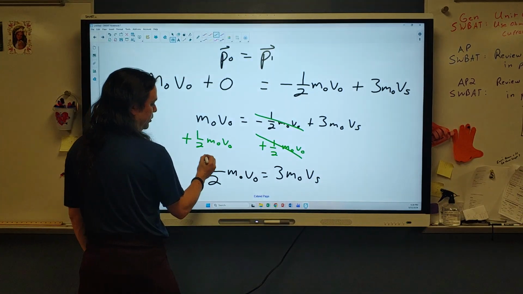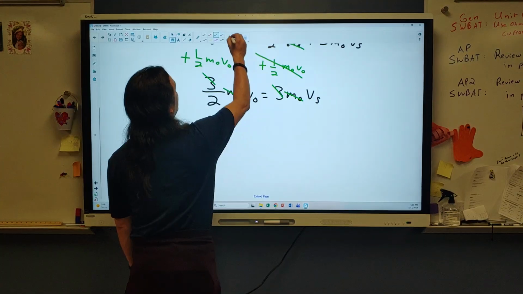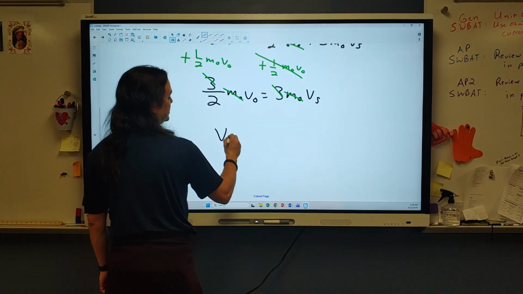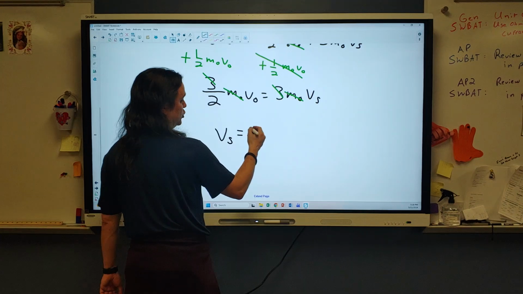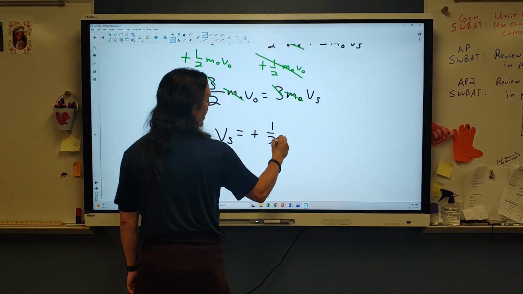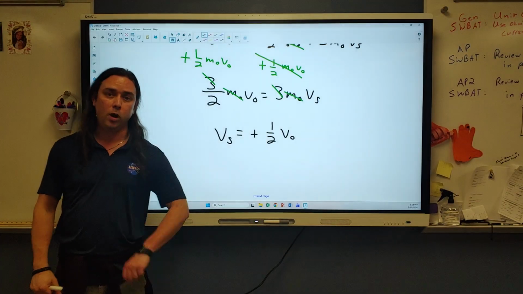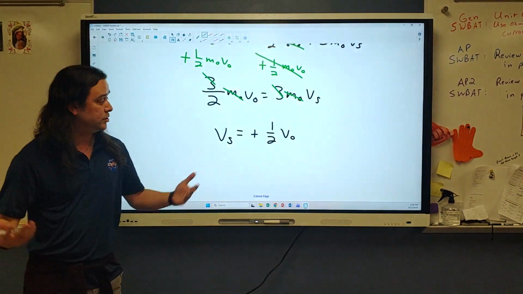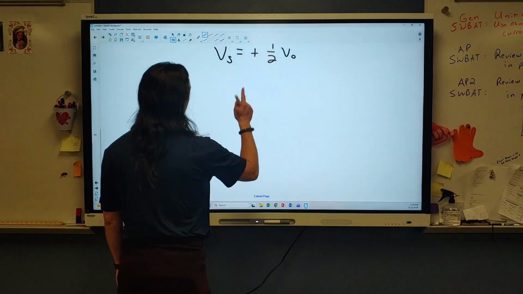At this point, I can divide both sides by 3. I can divide both sides by m naught, and that leaves me with Vs, the final velocity, because that's what we actually get from this, is positive 1/2 v naught. They're both going the same speed, one of them forward, one of them backwards. That's what we got from this particular momentum conservation. Okay, with this, we're not done yet.